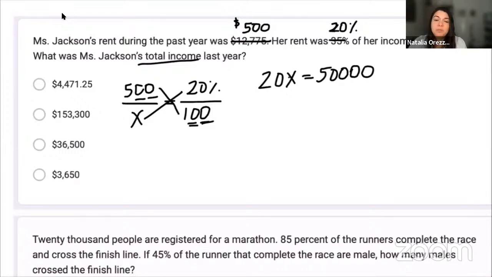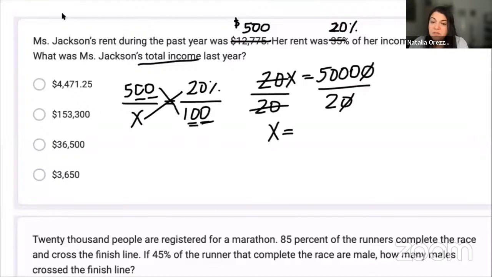The 20 is multiplied to the X. We want to get the X by itself, so we're going to divide by 20 on both sides. This cancels out on this side and leaves me with just X. Then we're going to eliminate one 0 top and bottom so we're working with smaller numbers. You can leave it at 50,000 divided by 20 if you want to, but if you want to simplify, it's like simplifying by 10 top and bottom. So now I'm going to do 5,000 divided by 2.